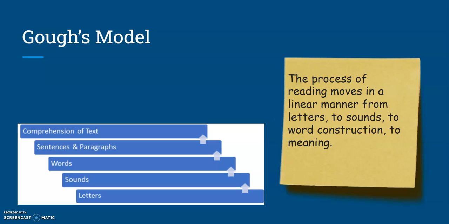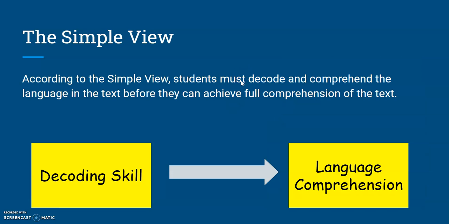Gough's model was taken and simplified in what we call the simple view of reading. In the simple view of reading, students must decode and comprehend the language in the text before they can achieve full comprehension. So once again, we are still moving in a linear fashion where students must decode before they can comprehend. This takes Gough's model and just simplifies it into those two steps. But it still functions in a stage-by-stage process, once again, meaning that they must decode before they can comprehend.